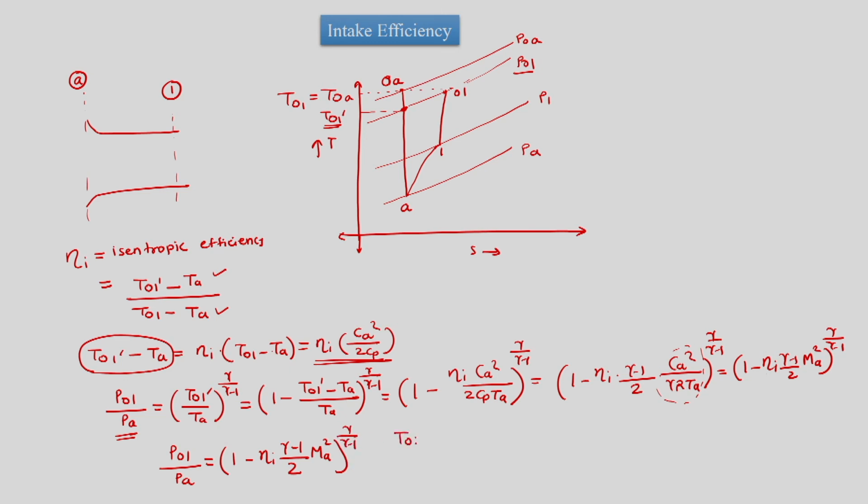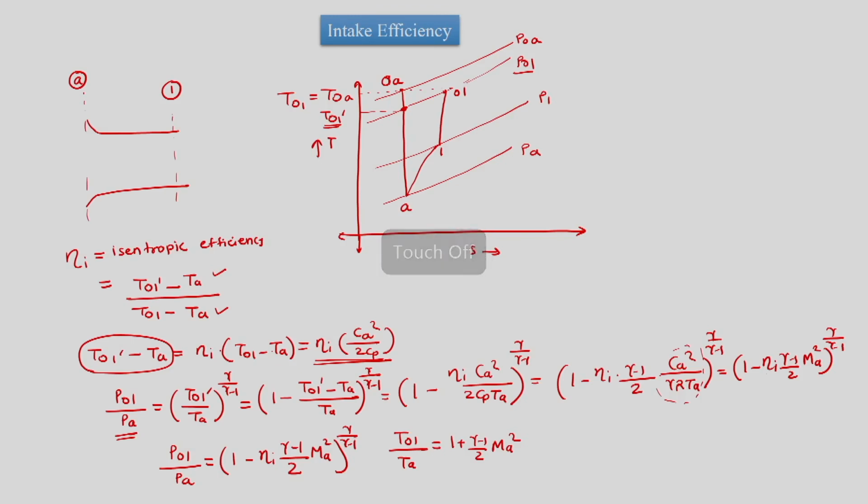But we know that T naught 1 upon Ta, the process being adiabatic, is 1 plus gamma minus 1 by 2 Ma square, which is valid since the process is adiabatic. For total pressure we need reversibility, but for total temperature we do not need reversibility.